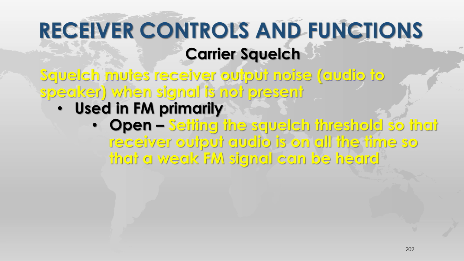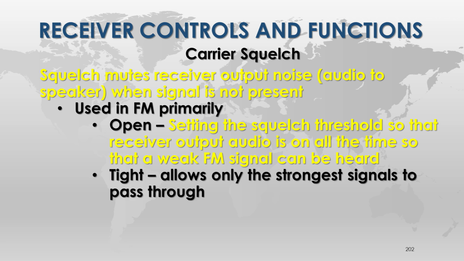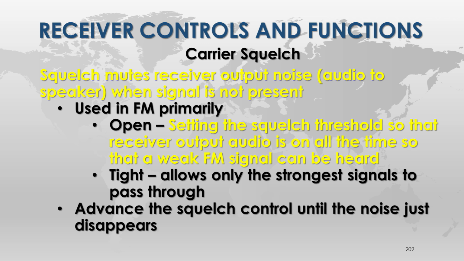Setting squelch threshold so that receiver output audio is on all the time so that a weak FM signal can be heard is open squelch. Tight allows only the strongest signals to pass through. There'll be somebody trying to talk to you and you got your squelch too tight, it won't listen to them. When they're trying to get in a conversation, the other guy can hear them, but you can't. Might be your squelch, might be he's too far away. Advance the squelch control until the noise just disappears.